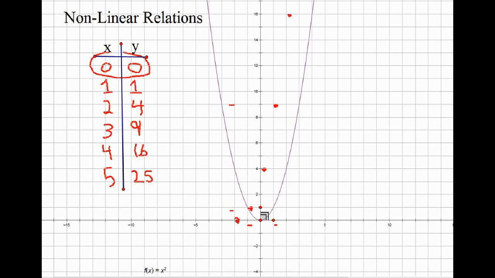So we've looked at nonlinear relations in terms of their table of values. We've looked at nonlinear relations in terms of the graph and what the graph looks like. The next thing we're going to do is take a look at the equation.